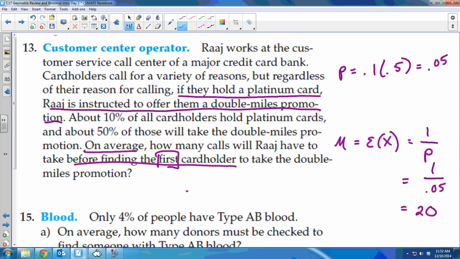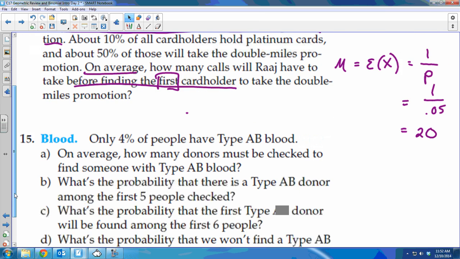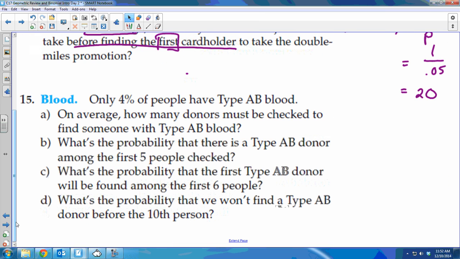Questions about protein? Not so bad, right? I was at 15. Only 4% of people have type AB blood.